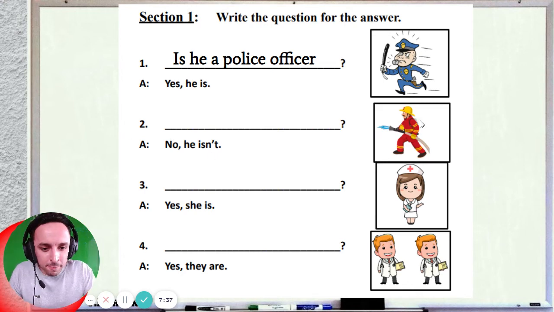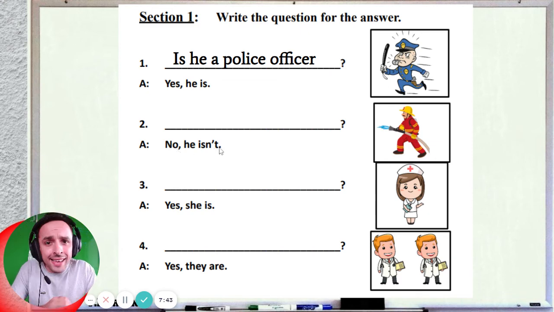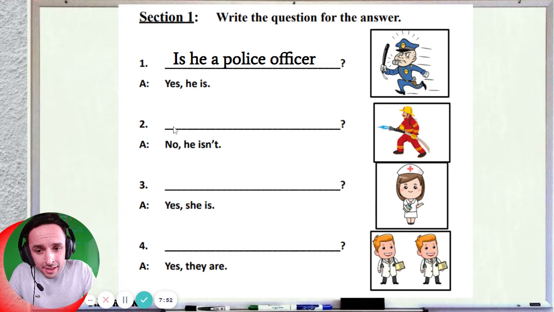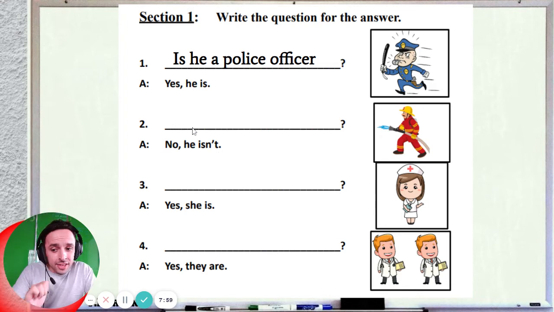Okay. Now the next one, number two. Look at the picture. The answer, no, he isn't. No, he isn't. So what is the question? Well, the first word is the verb to be. So we know the verb to be is. Then the next part is the pronoun. What is the pronoun? He. So we've got is he. Now the answer is no. So what can it be?